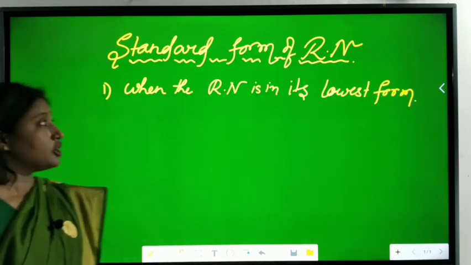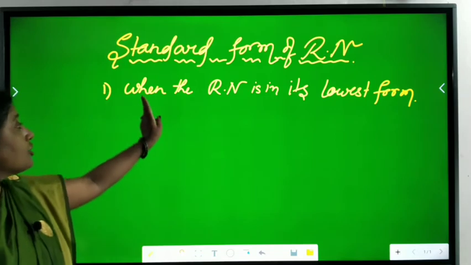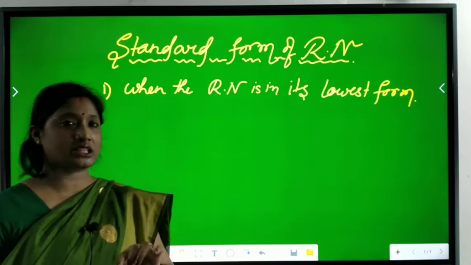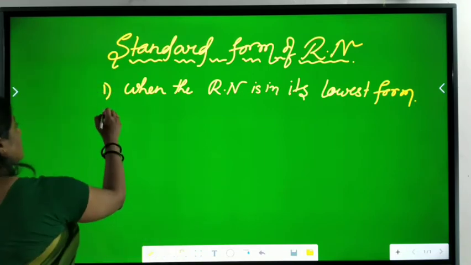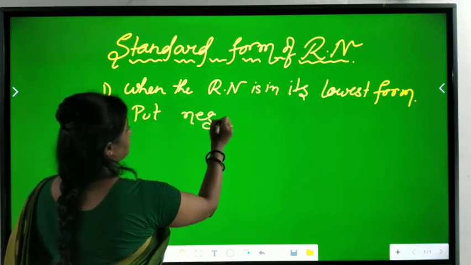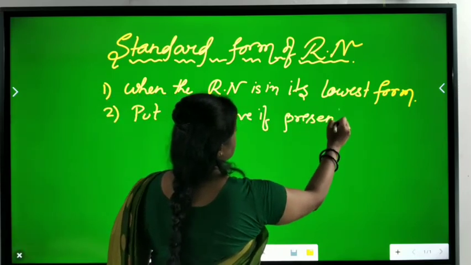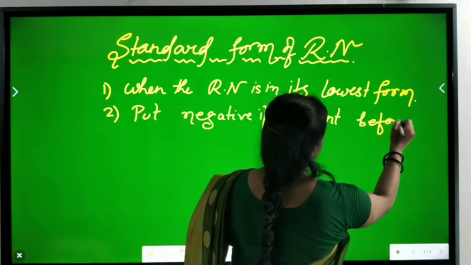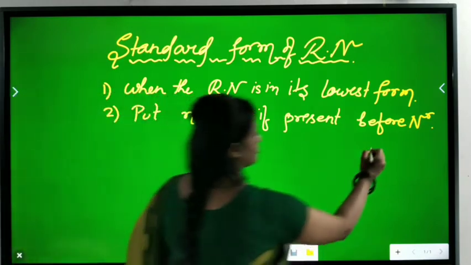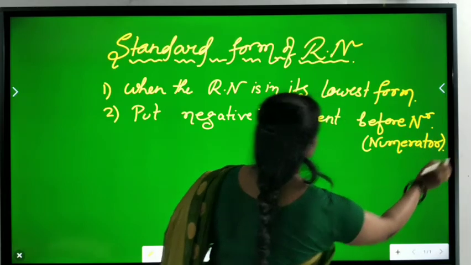First condition. If you want to check whether the rational number is in standard form or not, first you have to check whether it is in lowest form or not. If it is not in lowest form, you have to reduce it to lowest form. Okay. Next, you have to put negative sign, if present, before numerator. Don't confuse, this is numerator. I have written here numerator.